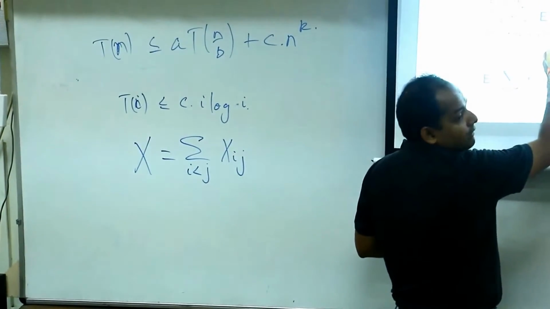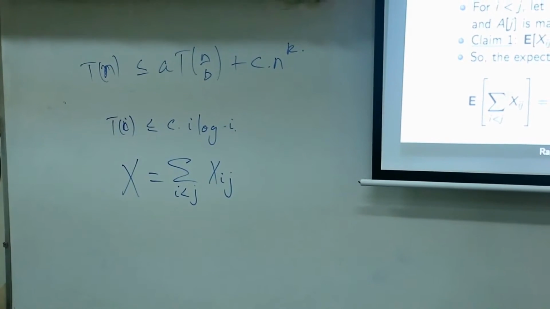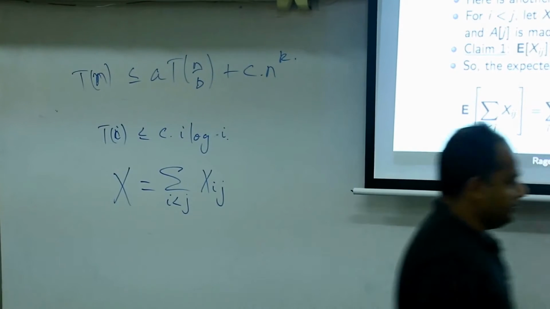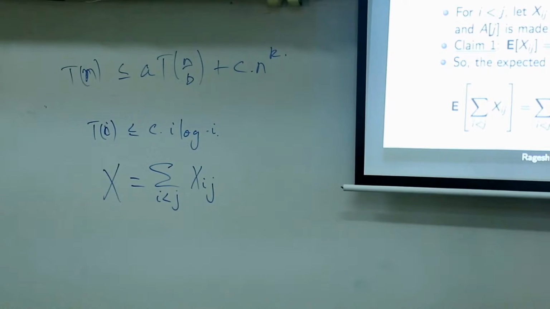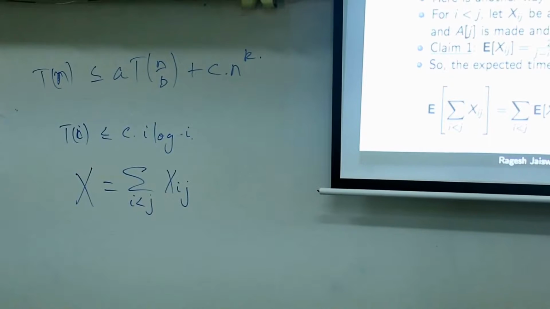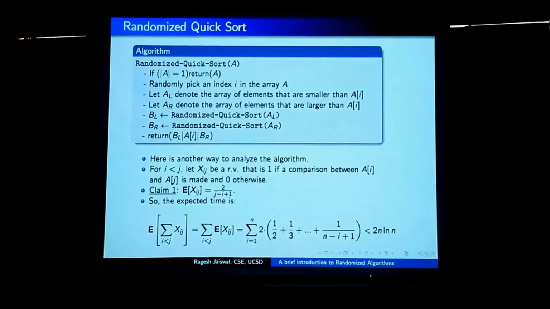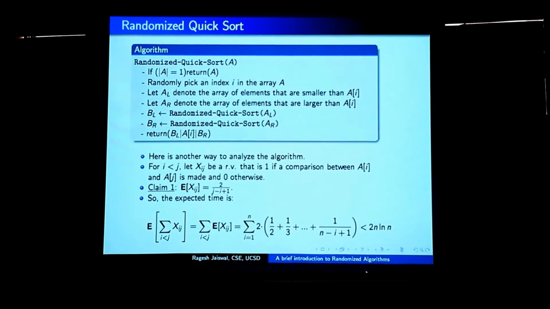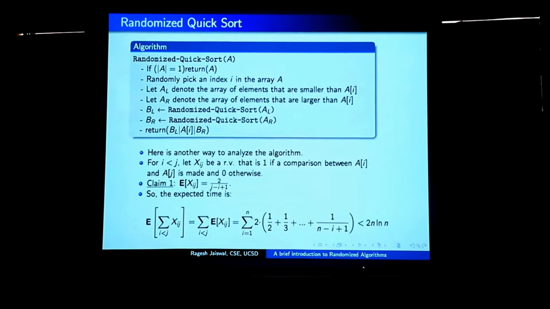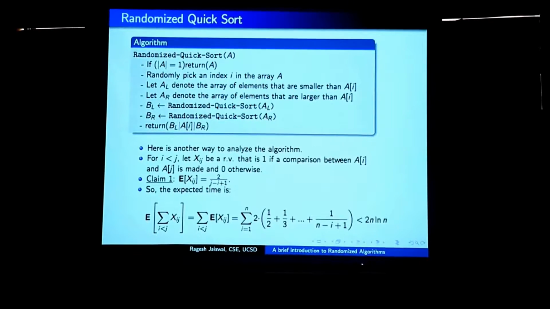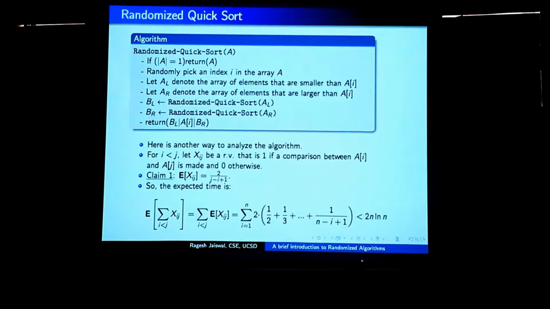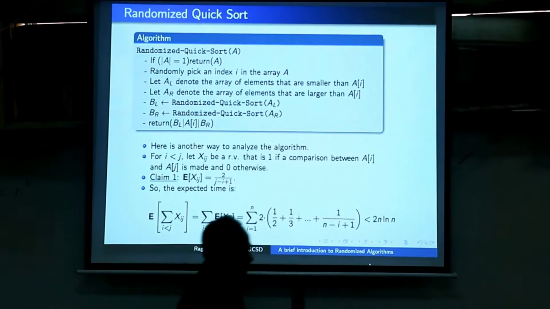Now let's get back to this. Why do you think the expected value of xij should be this quantity, 2 by j minus i plus 1? There is a comparison between ai and aj only if one of them is picked as a pivot. So 2 comes because either ai can be the pivot or aj can be the pivot. Also we can claim that they will never be compared if any element between ai and aj is ever chosen as a pivot, that is, none of the elements from ai to aj in the sorted order were ever selected as a pivot. There are actually j minus i plus 1 such elements between i and j, and the probability that either ai or aj was the first one to get picked as the pivot is 1 over j minus i plus 1.